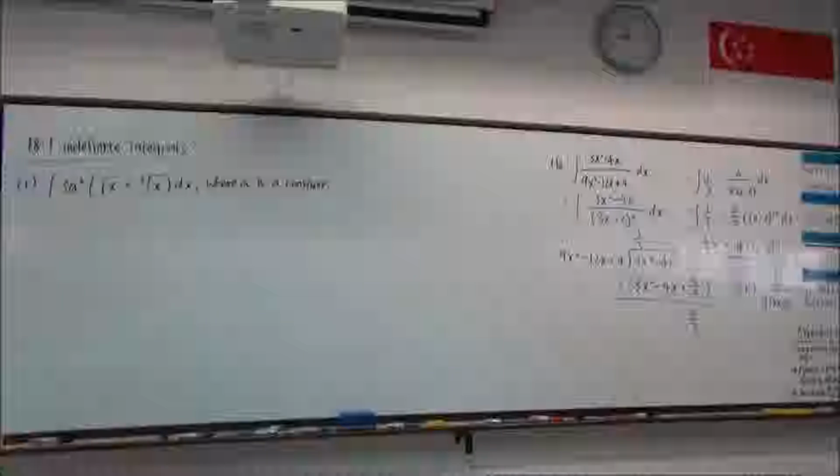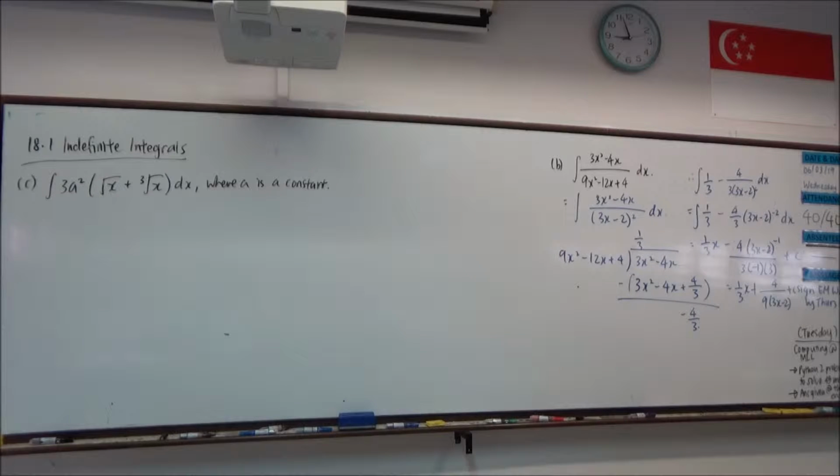Okay. We look at part C, whereby we want to integrate the product of 3a squared with square root x plus cube root of x, where a is a constant. How do we go about integrating this then? I doubt we will need to use our partial fraction, because there's no fraction in this case. So what should we do?